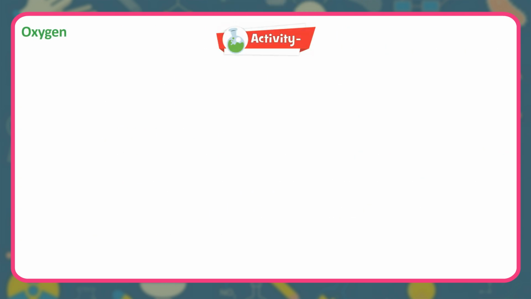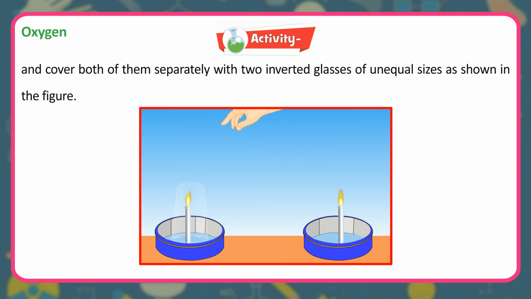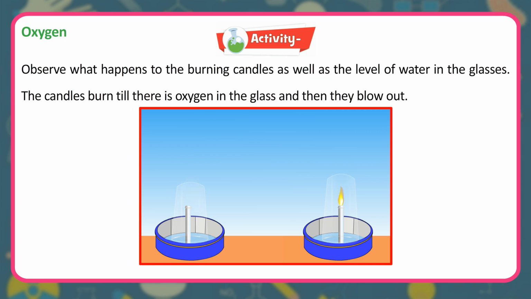Oxygen. Activity. Take 2 shallow containers. Fix one small candle in each container. Fill the containers with some water. Light both the candles and cover both of them separately with 2 inverted glasses of unequal sizes as shown in the figure. Observe what happens to the burning candles as well as the level of water in the glasses.